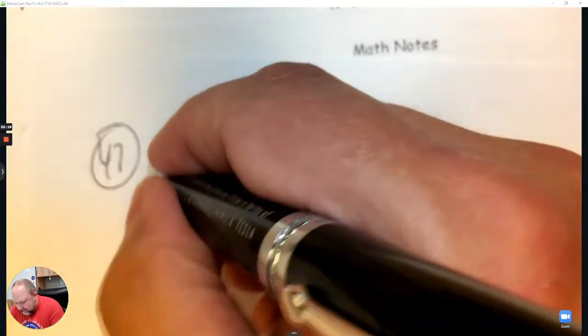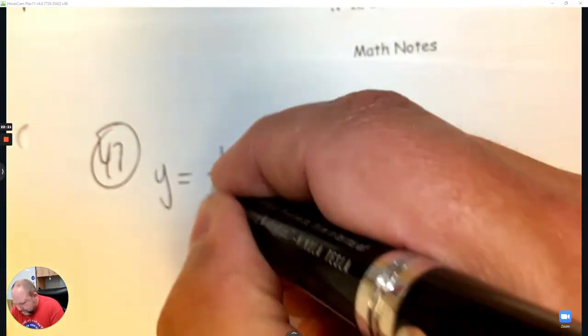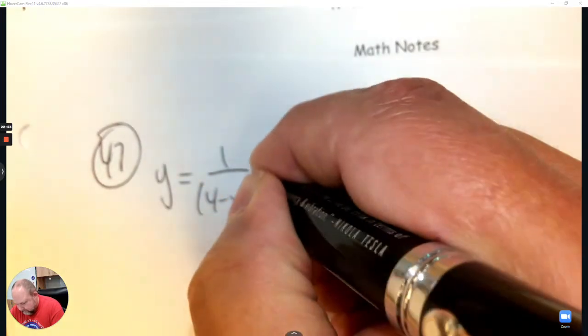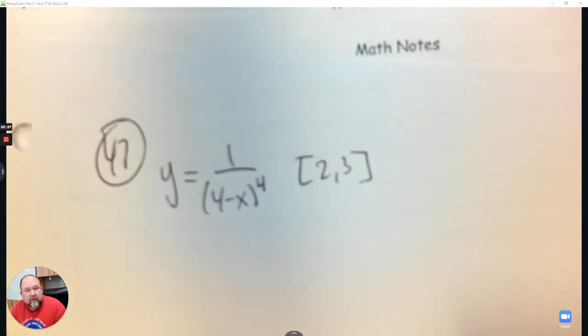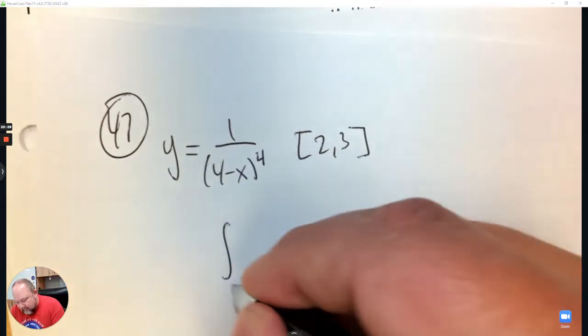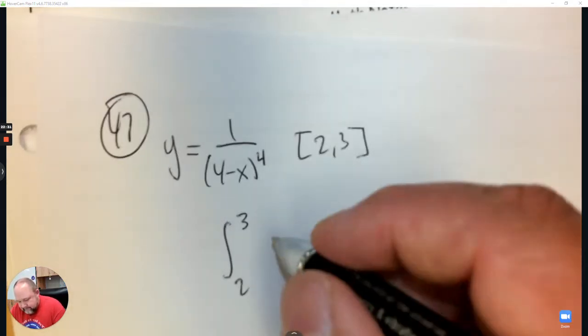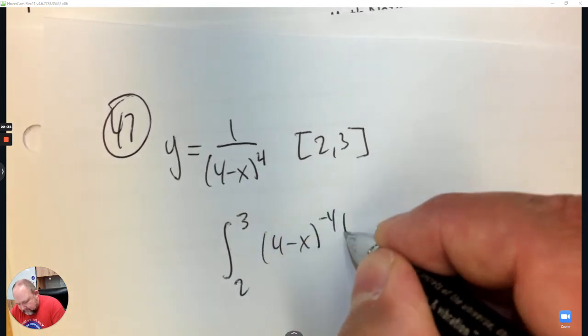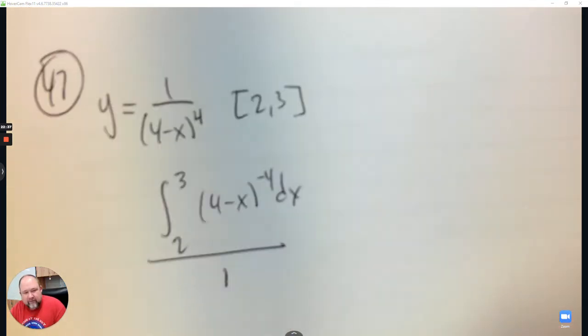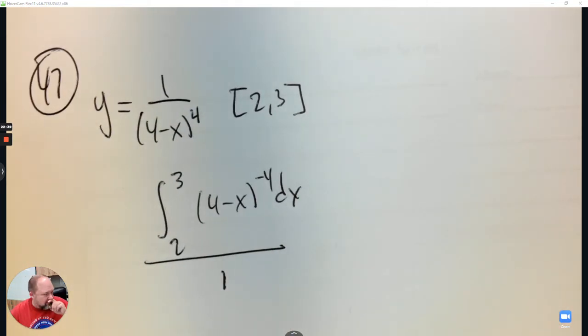Find the average value. So to find the average value, it's an integration question. I'm going to integrate that. I'm going to make it calculus friendly right away. And then you divide by the difference of the bounds. So 3 take away 2, which is 1.